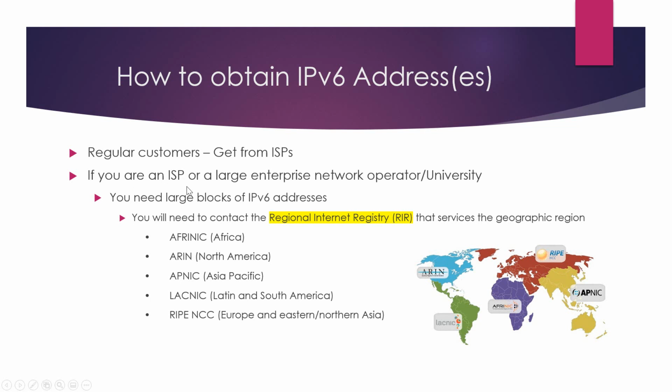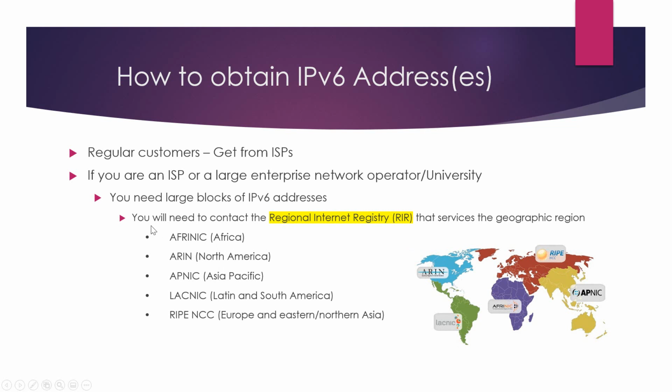But if you are an ISP or a large enterprise customer or a university or institution, you have to request a big block of IP addresses, because it's not like a customer, where you just get one IP and you're done with it. They will need thousands and thousands of addresses for their large institution and their customers. So you have to request an IPv6 block from one of these organizations.